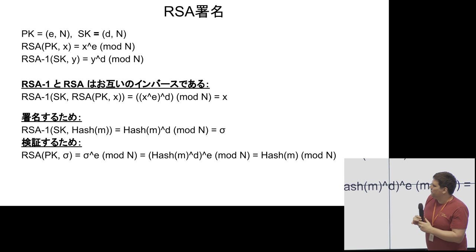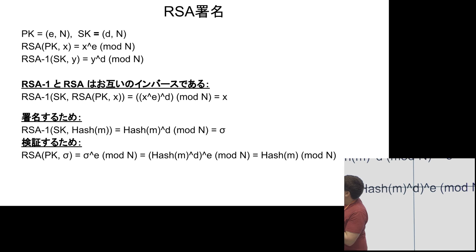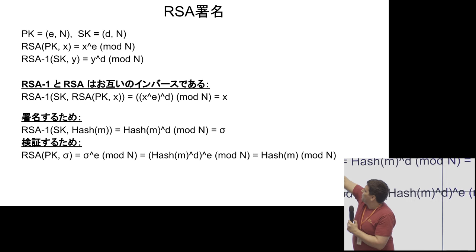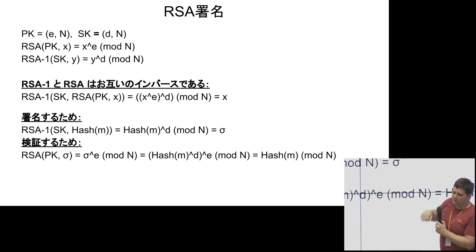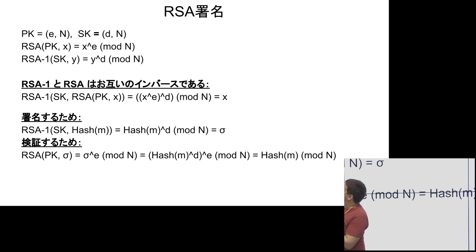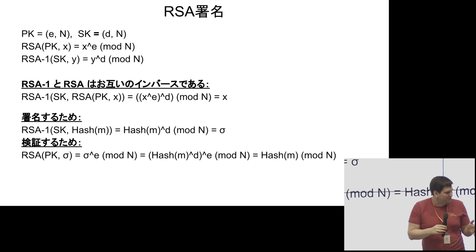And because these two are inverses, if you choose some x and you apply this RSA operation to it, and then you apply the inverse, what will end up happening is you'll get x mod n back out, because the e and the d will essentially cancel because they're inverses of each other, and so you'll just get x. Does anyone have any questions on that?